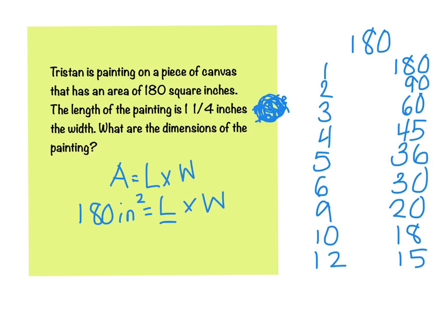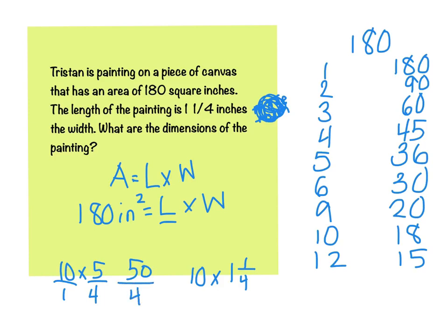I'm going to try 10 and 18 first. So if I try 10 and multiply it times 1 1/4, I have to change 1 1/4. 4 times 1 is 4, plus 1 is 5. So now I have 10 times 5/4. I'm going to put my 10 over 1. 10 times 5 is 50, and 4 times 1 is 4.